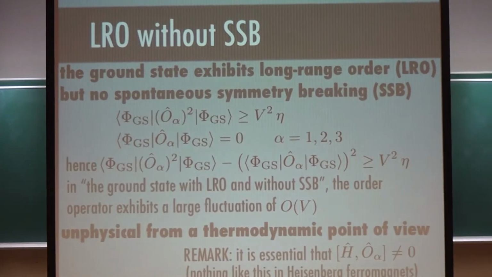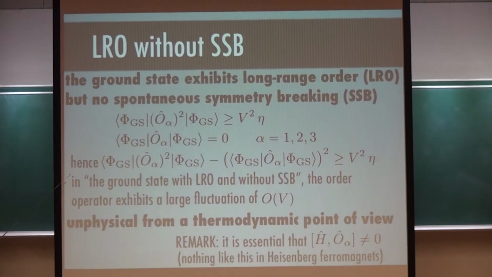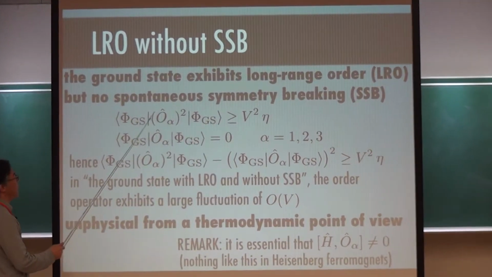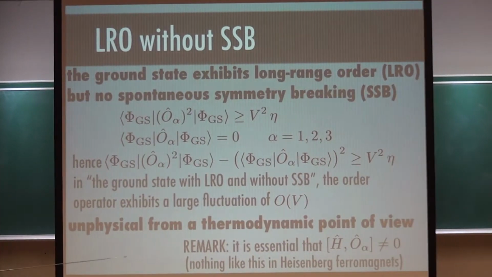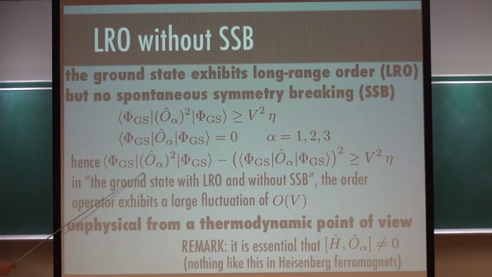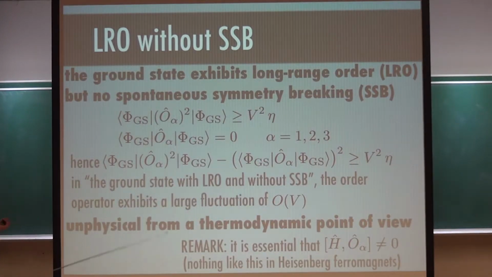Okay, so this is just what I said. So again, the ground state satisfies this and this. I'm repeating what I said in the Ising model. If you look at the variance of O, it's of order V squared. And this means that in this ground state, O alpha has huge fluctuation, and this looks very weird. This looks strange from some other point of view.